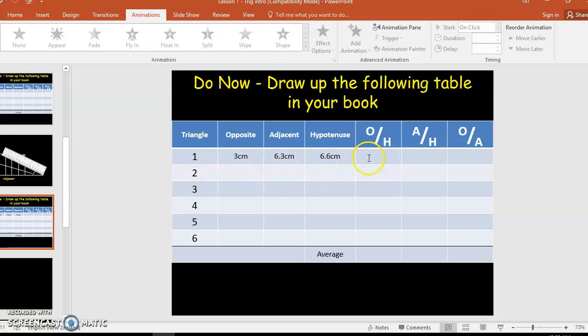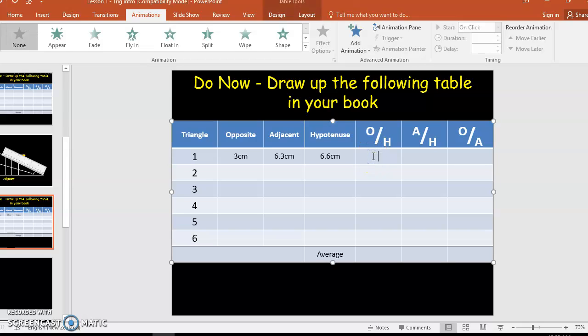Alright, so now I'm going to use this. This is saying O. Well, that's convenient. Opposite starts with an O. So that's for the opposite. And hypotenuse, you might have guessed it, H stands for the hypotenuse. And this line here is just divided by. So in this box, I want you to do 3 divided by 6.6 and write whatever that is.